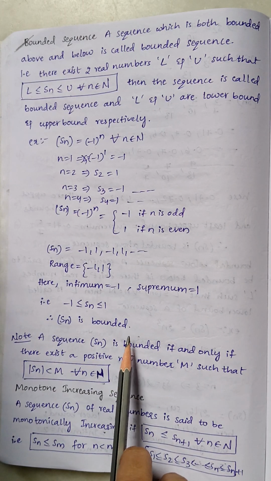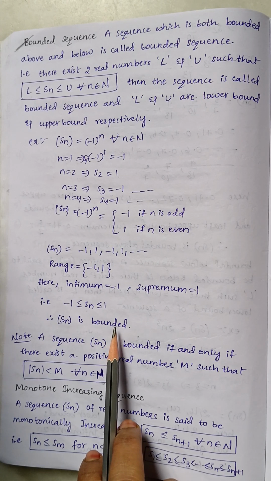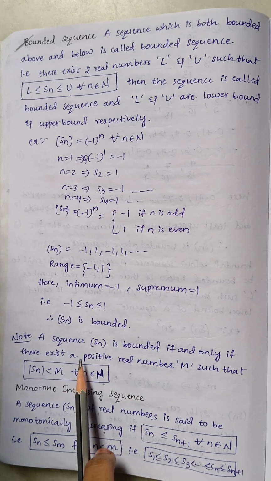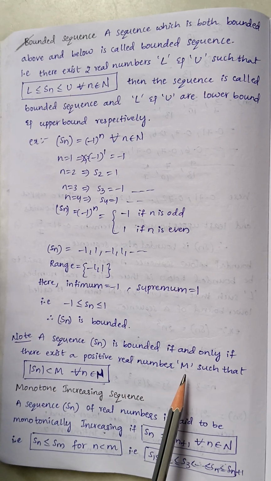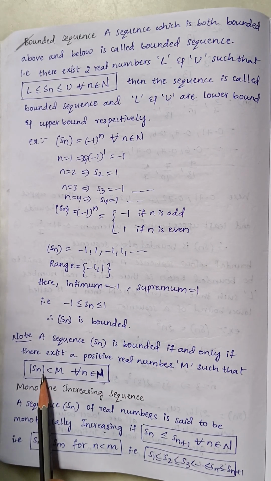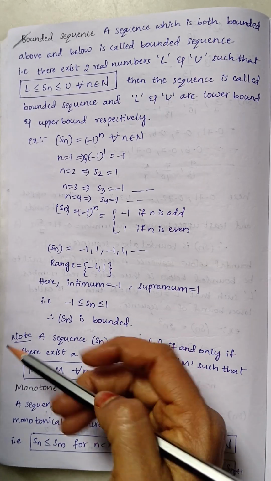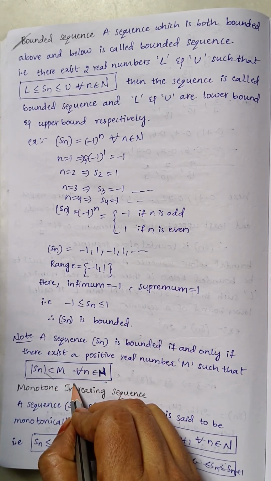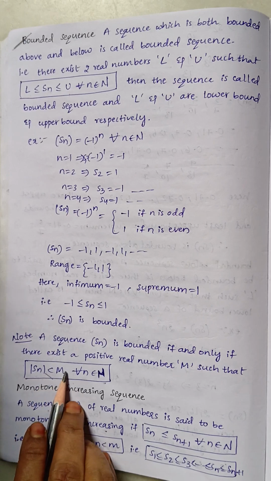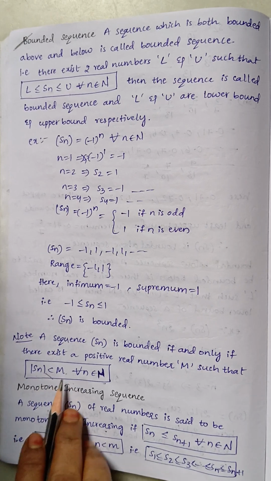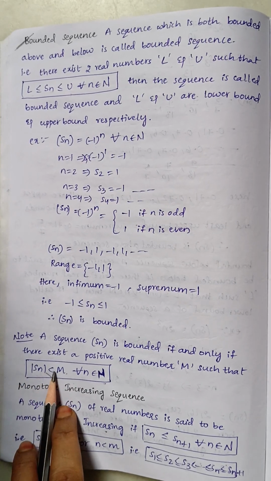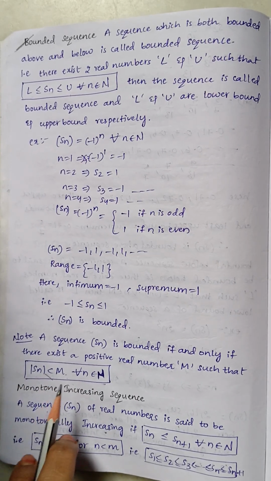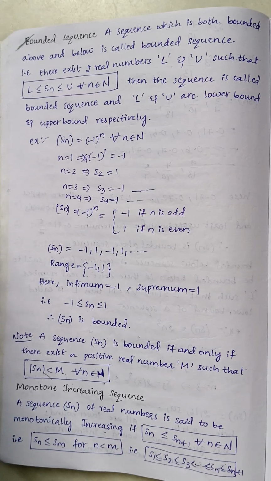Okay, in general, the bounded sequence condition, when we take it in a theorem, is like this. Sn is bounded if and only if there exists a positive real number capital M such that mod Sn is less than or equals to M. So, this is the condition for a bounded sequence, which is nothing but the supremum here. Instead of writing infimum and supremum, we take modulus of Sn less than or equals to capital M, which is the condition for any bounded sequence.